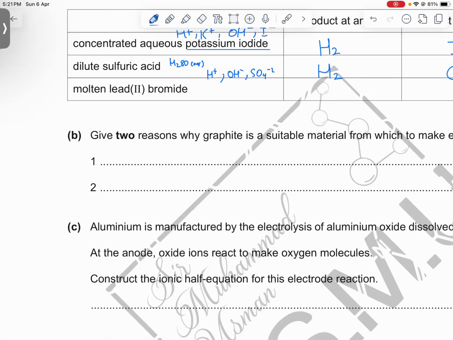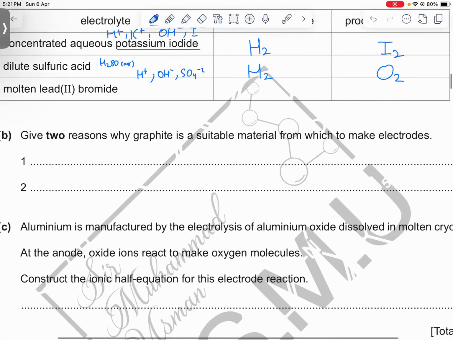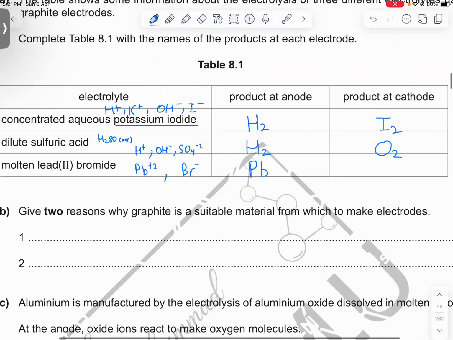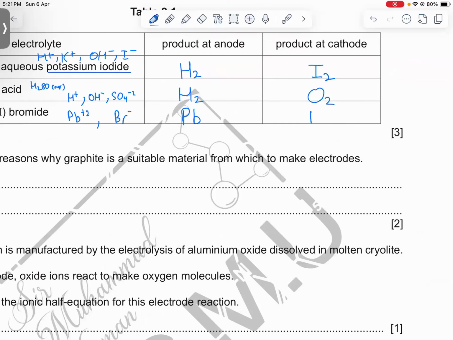Then we have molten lead bromide. Now molten compounds tend to not have many problems in them. Why? Because they only contain two types of ions. The first ion that they contain is the cation of the salt, and then they also contain the anion of the salt. So the products would have Pb2 plus and bromide is Br minus, right? So it would produce lead, Pb, and Br2.